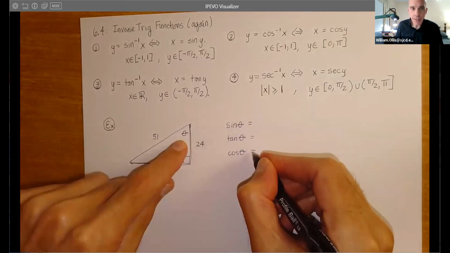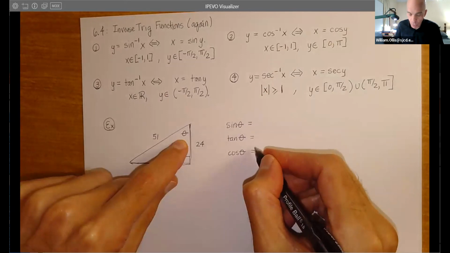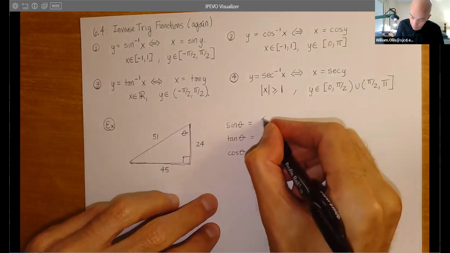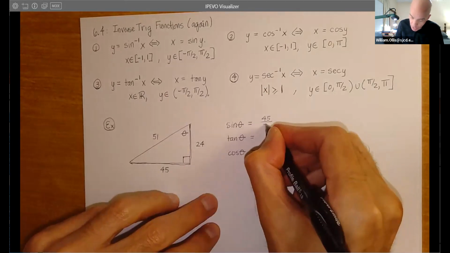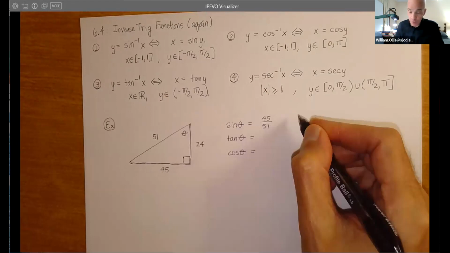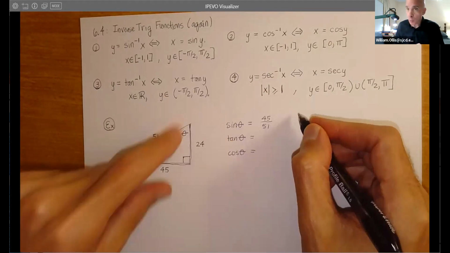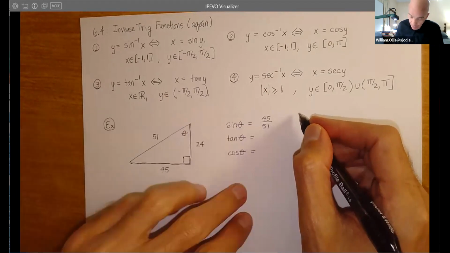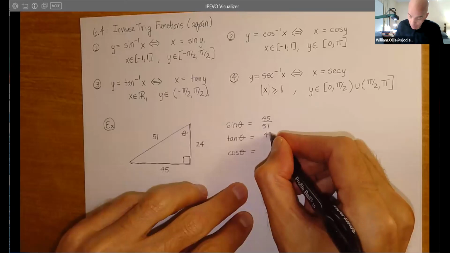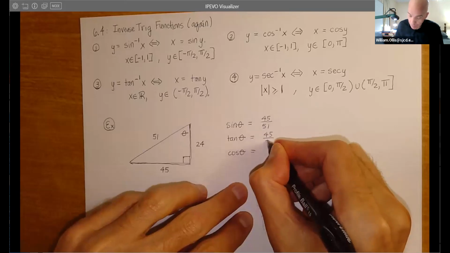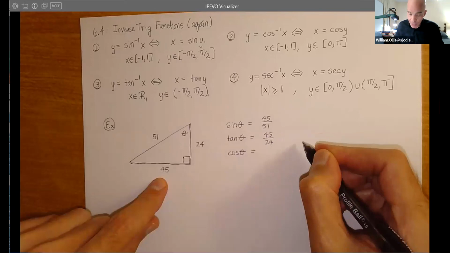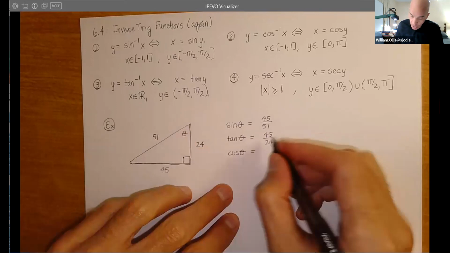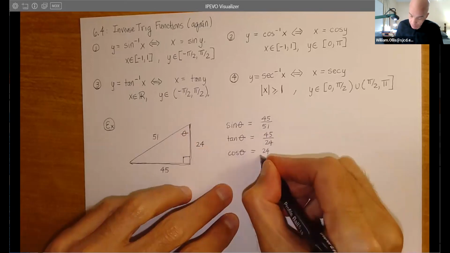So relative to the theta here, we'll do opposite over hypotenuse for the sine. So we get 45 over 51, and then we'll reduce some of these. And then for the tangent, using ratios of the sides of the triangle, we will get opposite over adjacent. So we have 45 divided by 24. And then lastly, the cosine will give us adjacent over hypotenuse, 24 over 51.